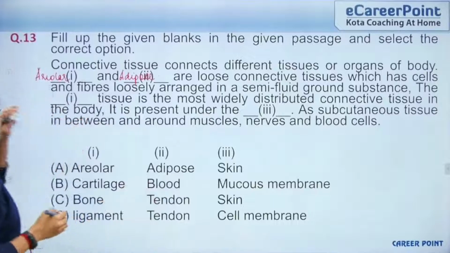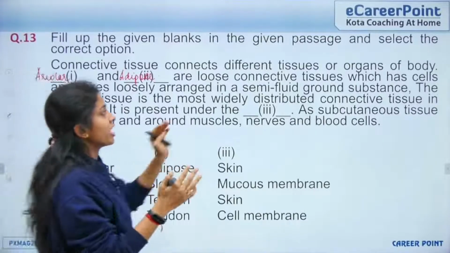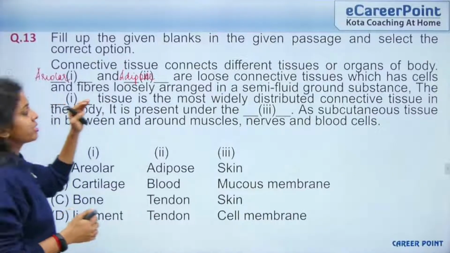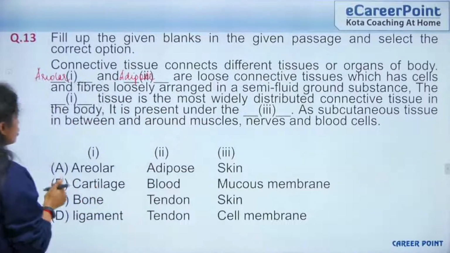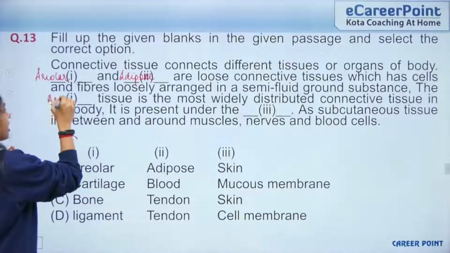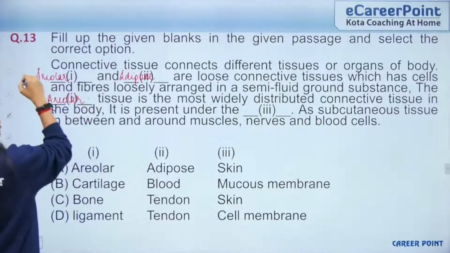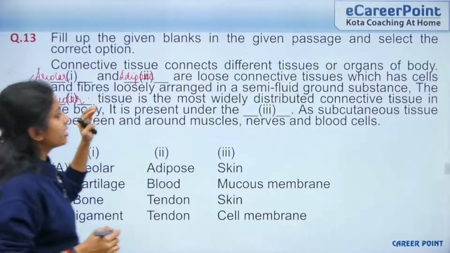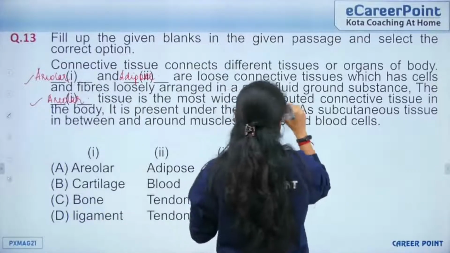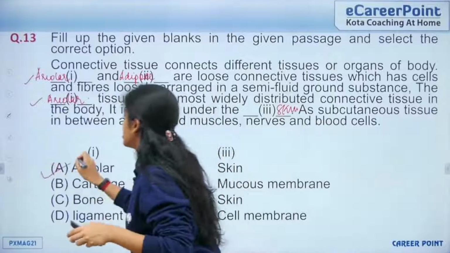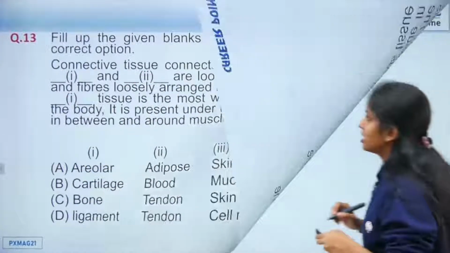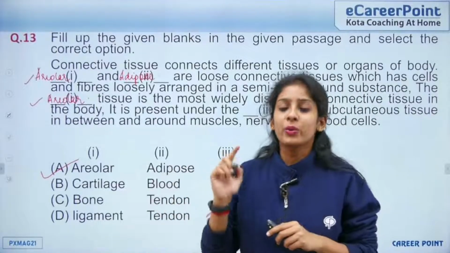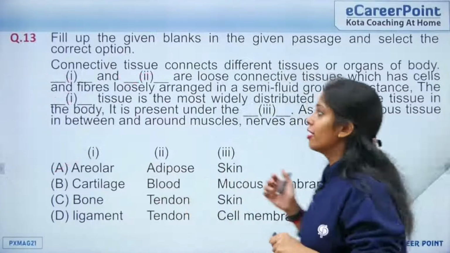Which has cells and fibers loosely arranged in a semi-fluid ground substance. The dash tissue in this is the most widely distributed connective tissue, that is your areolar connective tissue, right? So our 1 is right, so this is matching. It is present under the skin. So the right answer is option A. This comes under the chapter Structural Organisation in Animals, where you read about the animal tissues and about cockroach.